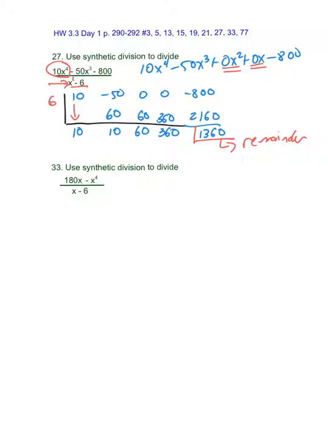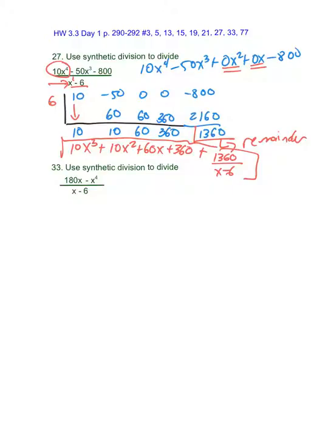So in this case, the highest power is going to be x cubed. So we can interpret this as 10x cubed plus 10x squared plus 60x plus 360 plus the remainder, 1,360, over the divisor, which was x minus 6. And that is the solution.